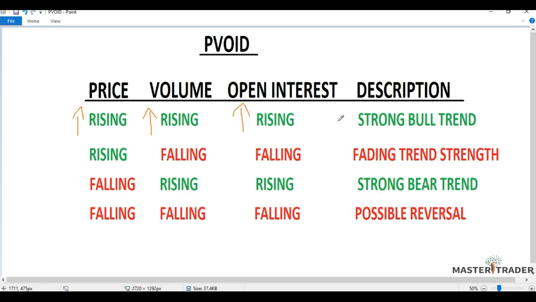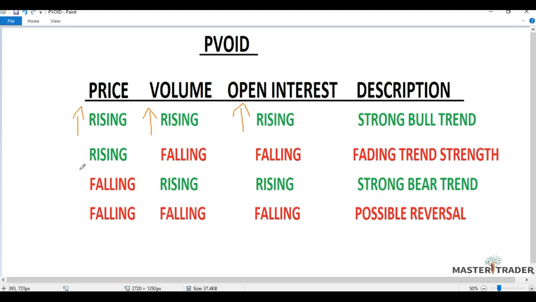So for today, let's say if a stock goes up with good volumes and high open interest, what that says is that the trend may continue for the next few days. So we can look to make a buying decision on that particular contract. Now let's go to the next one.